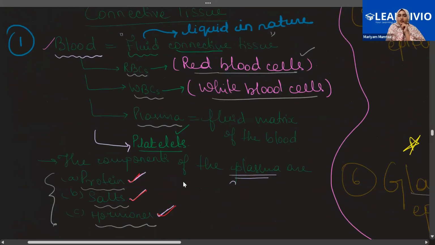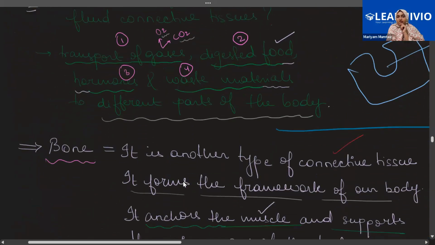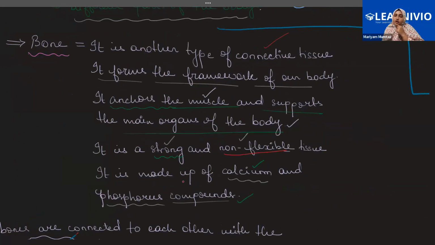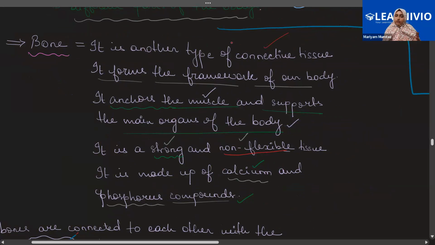Okay, so this one is the blood, the connective tissue. Then comes the bone, another type of connective tissue. It forms the framework of our body, meaning we can stand, sit, and walk. We have a skeleton, and that is formed by these bones. Bones anchor the muscles, meaning the muscle is attached to them, and they support the main organs of our body. They are responsible for protecting the organs.